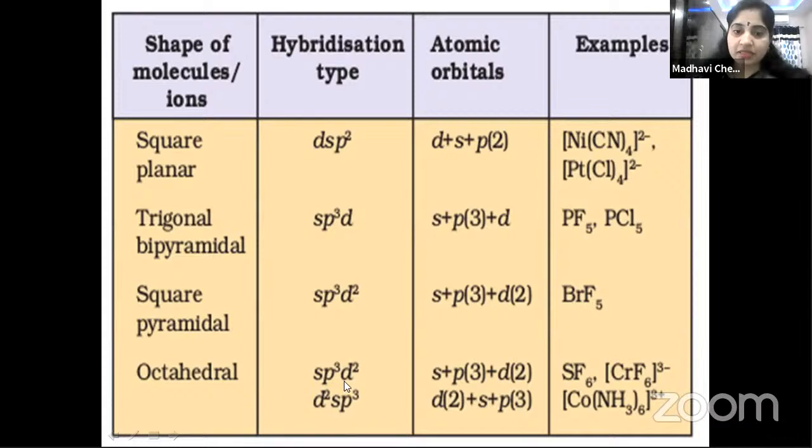Next one is sp3d2 hybridization or d2sp3 hybridization. So it means one s orbital, three p orbitals and two d orbitals. Once they overlap, they give sp3d2 hybridization. So the structure is octahedral. Examples for this type of hybridization: SF6, which we have already seen, children, and CrF6 3-, and Co(NH3)6 3+. So these are the examples, and other examples for hybridization involving d orbitals. Okay children, so you just practice all these things.